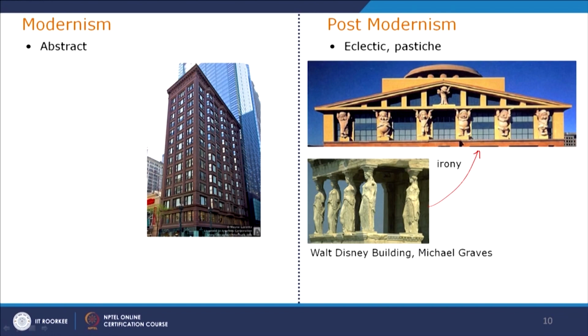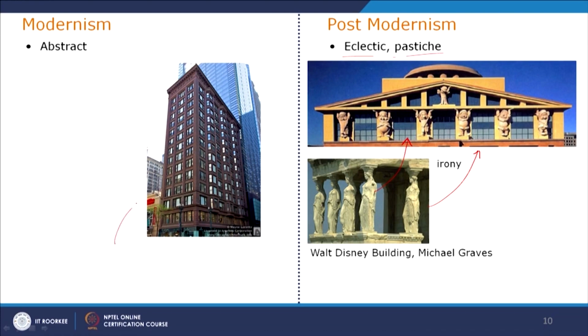the postmodern movement. In many cases, a woman or man will be there as a column in Greek and Roman architecture. So that has been translated in a different way. So eclecticism and pastiche are there in the design.